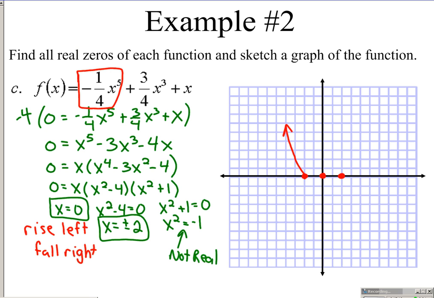All of these intercepts are going to be crosses because we did not have an even powered factor that produced less solutions than it should. So we're going to cross here, and cross here.